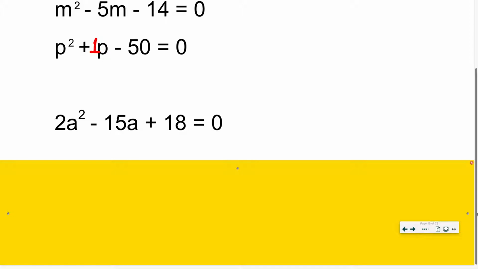If you're hitting a roadblock with factoring, go back through your notes. You have everything detailed from our last unit on how to factor if you have a coefficient of 1 or greater than 1. We're solving quadratics by factoring.